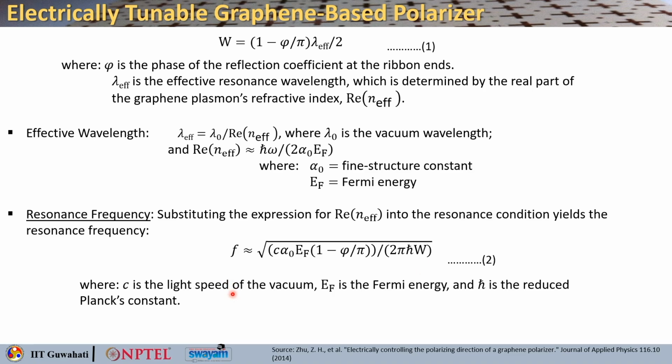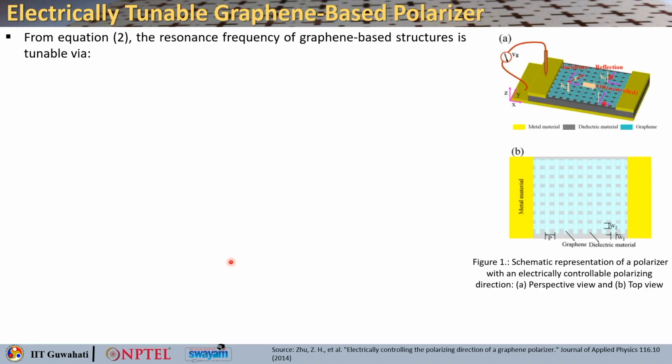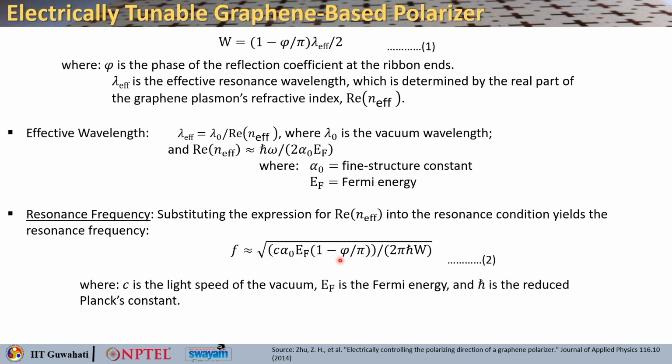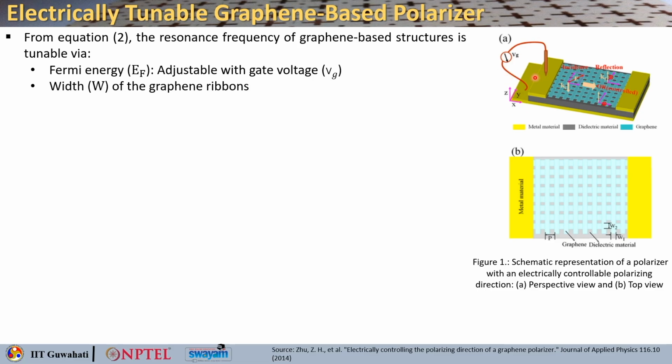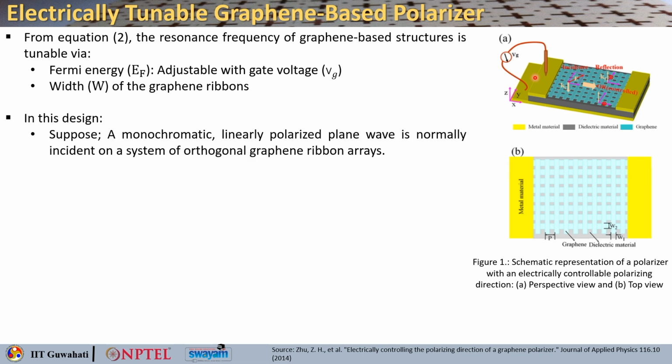So, this equation basically shows the direct relationship between the tunable Fermi energy and the resulting resonance frequency. That is something very interesting. Now, this equation also tells us that the resonance frequency of graphene-based structures is tunable. If you just change the Fermi energy by adjusting the gate voltage, as shown here, you can change the resonance frequency. Also, you can change the width of the graphene ribbons, which will also change the resonance frequency.